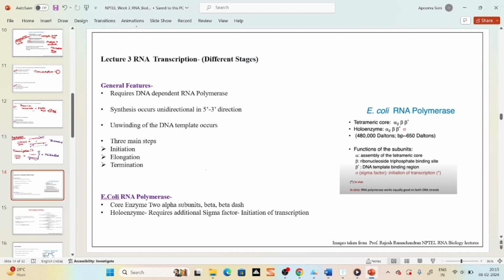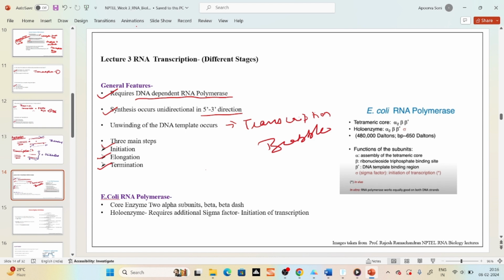It requires a DNA dependent RNA polymerase. It is very important to remember DNA dependent RNA polymerase. RNA dependent RNA polymerase is needed during replication of RNA, but during transcription you need DNA dependent. Fine. Synthesis occurs unidirectionally in the 5 prime to 3 prime direction. Unwinding of the DNA template occurs and forms a transcription bubble. And essentially there are three main steps in the transcription process: initiation, elongation, and termination.